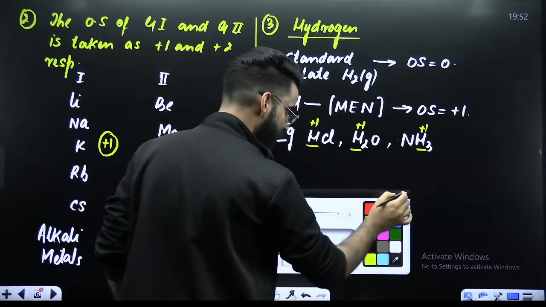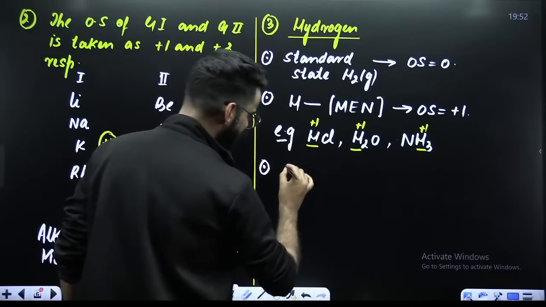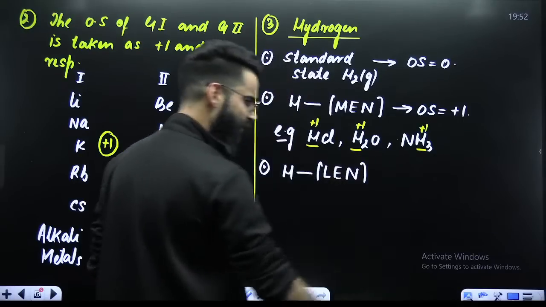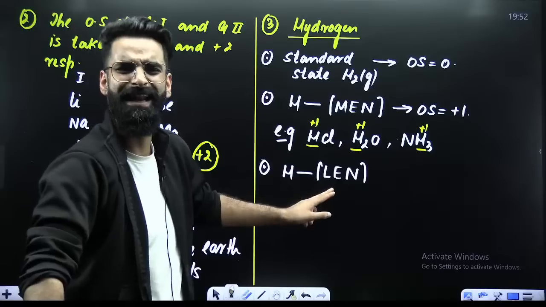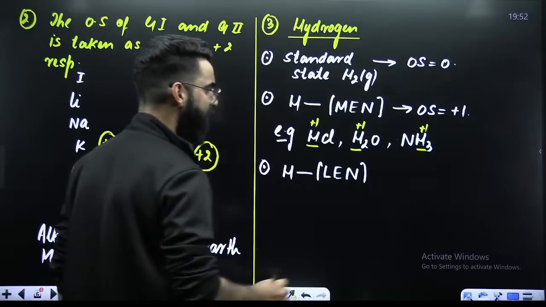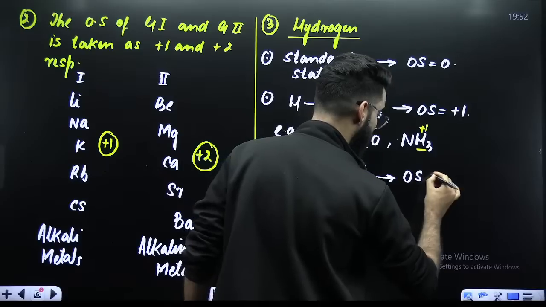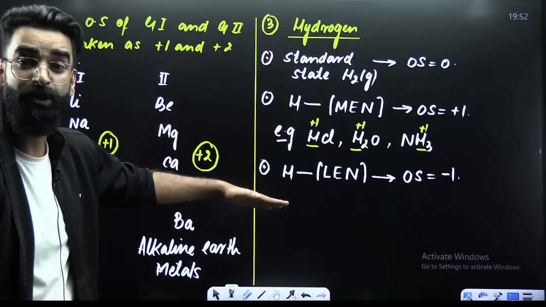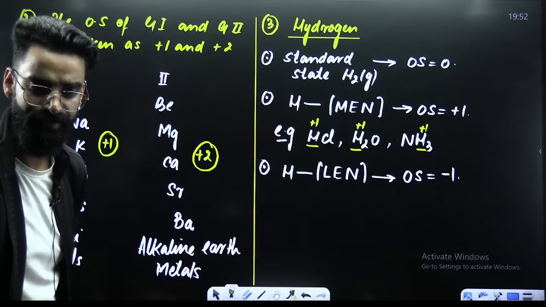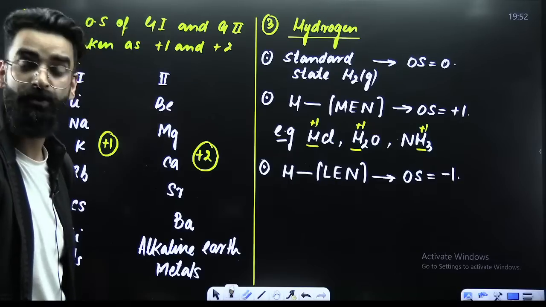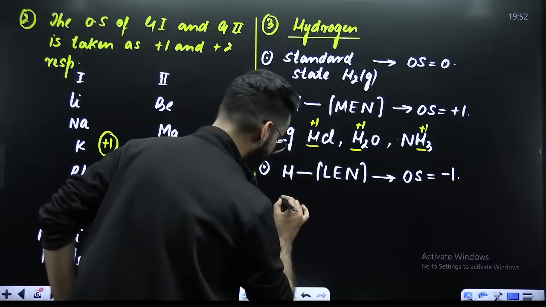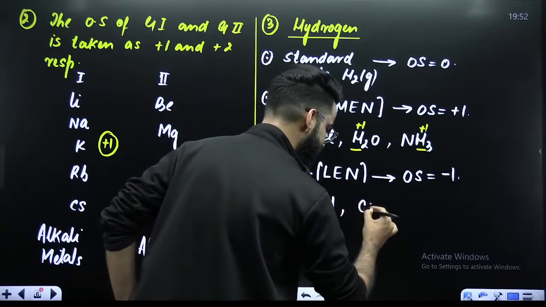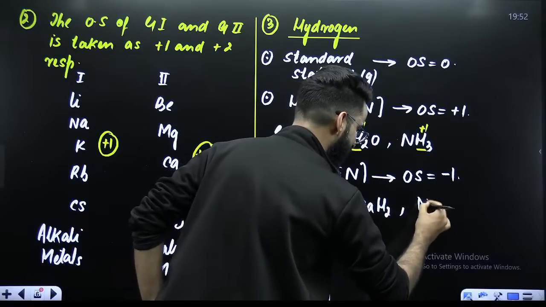Moving ahead. My dear students, whenever you see hydrogen attached to a less electronegative element than itself, remember, the oxidation state of hydrogen will be taken as -1. What are the examples here? You can take a lot of examples. Let's say you've got LiH, lithium hydride. Let's say you've got CaH2, calcium hydride. Let's say you've got MgH2.